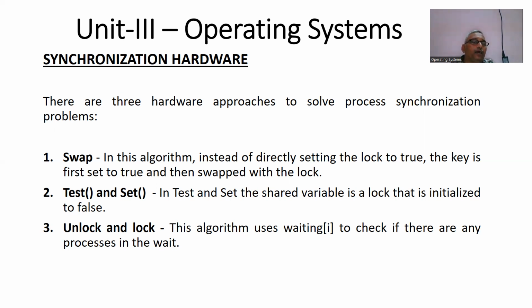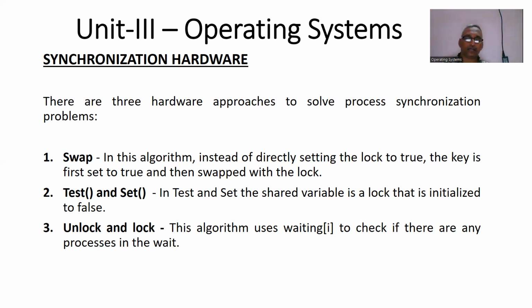Next one, swap. In this algorithm, instead of directly setting the lock to true, the key is first set to true and then swapped with the lock. Similar to test and set, when there are no processes in the critical section, the lock turns to false and allows other processes to enter. Hence, mutual exclusion and progress are ensured but bounded waiting is not ensured for the very same reasons.